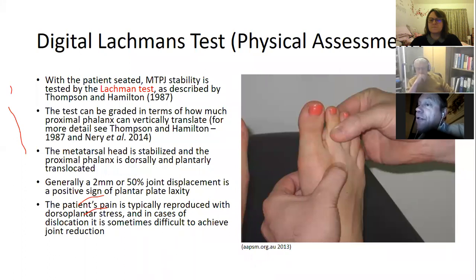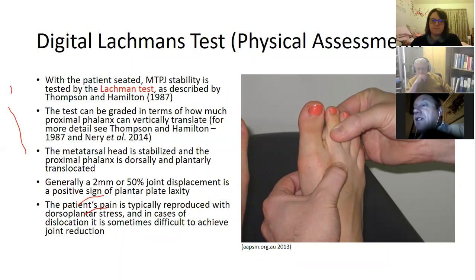So you shift that proximal phalanx up and down against a stable met head, and it shouldn't budge much at all. But if it budges a lot, and principally if it goes dorsally, okay, so if it really shifts dorsally a lot, and certainly more than plantar, although plantar a bit, but if it goes a lot dorsally, then chances are that plantar plate is torn, okay, and it will hurt, okay.